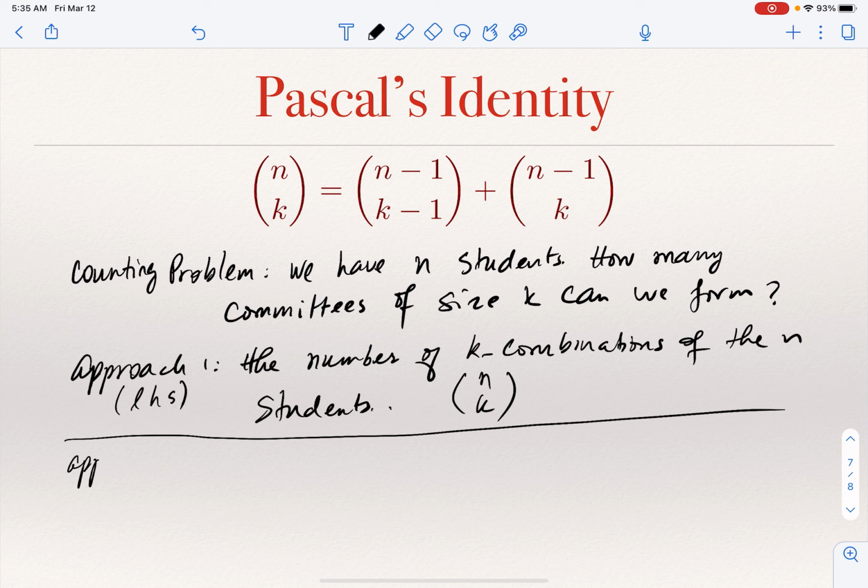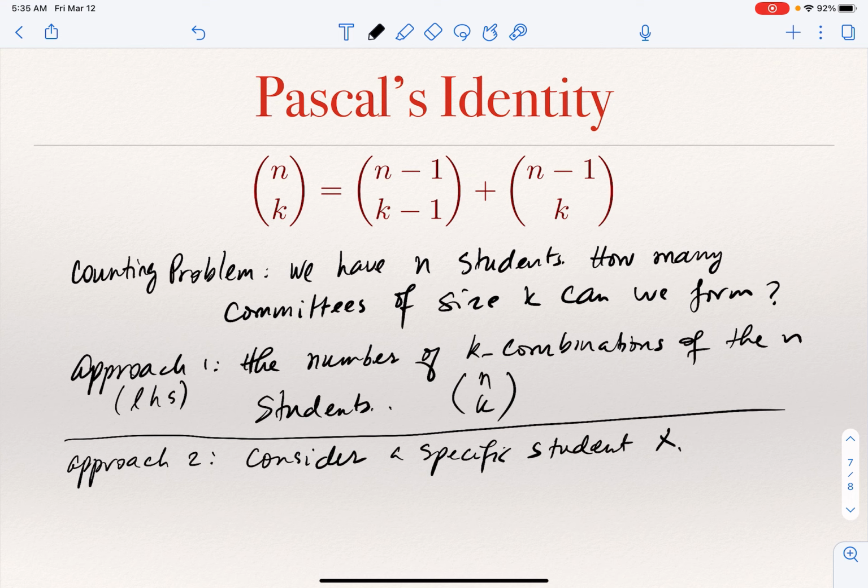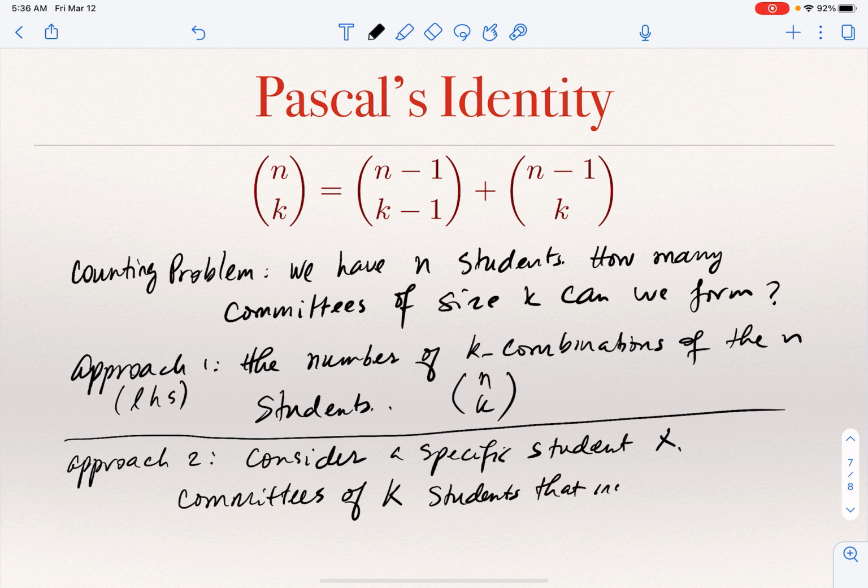Let me look at another approach to solving the same counting problem. The second approach is, let's designate a certain student, let's consider a specific student, student X. Then we have committees of k students that include X, and then we have committees of k students that don't include X.